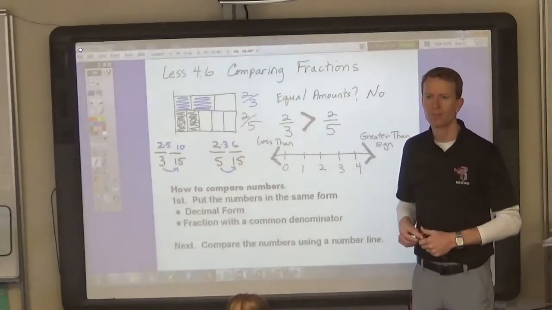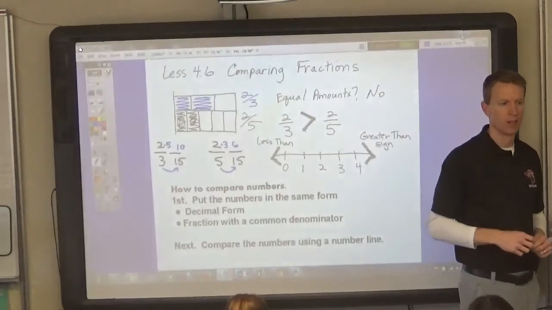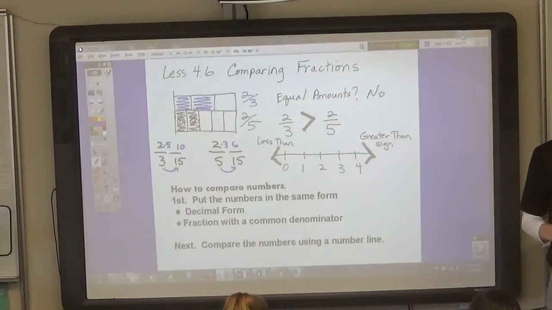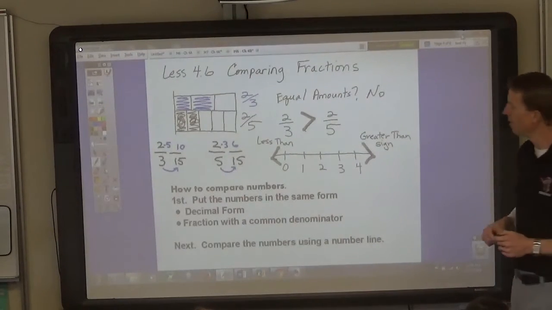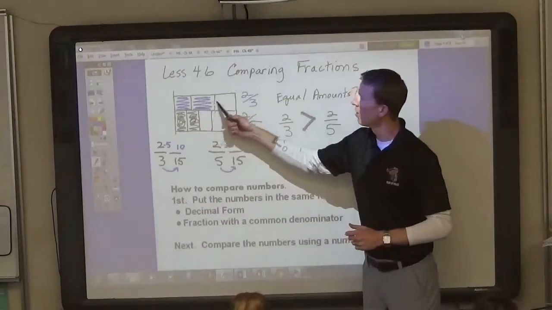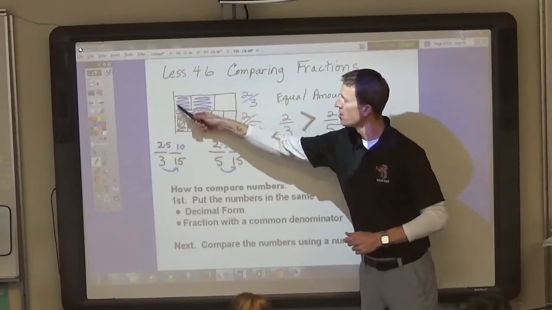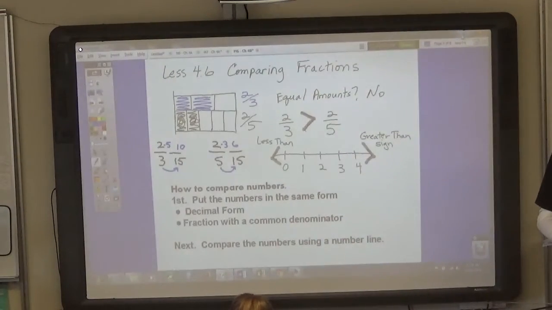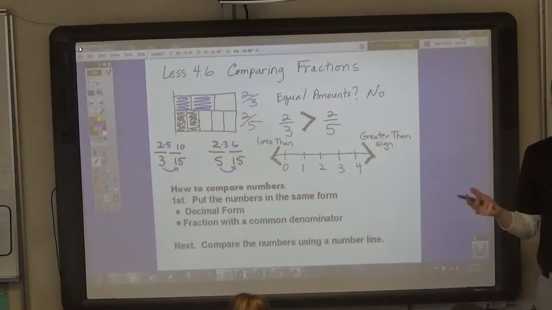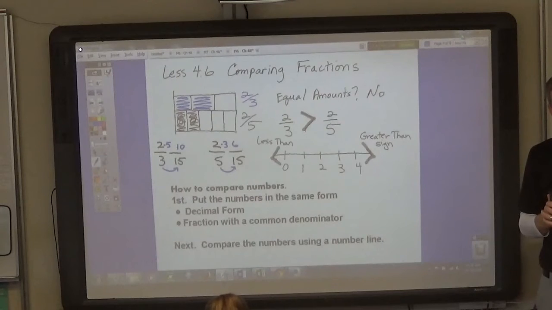That 2 are shaded in, or 2 are filled in. Okay, or 2 out of 3 versus 2 out of 5. Yep. So if these are the same size wholes, and you've got 2 out of 5, is that more or less than 2 out of 3? Jacob. Well, if the top number is the same, then you narrow it down to the bottom number, and 5 is greater than 3.